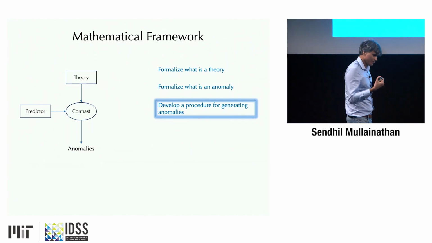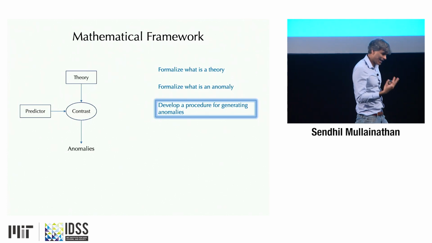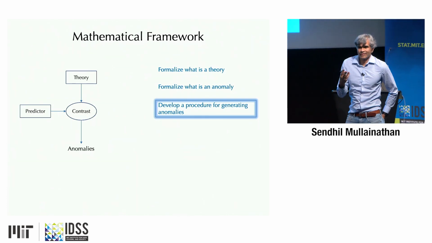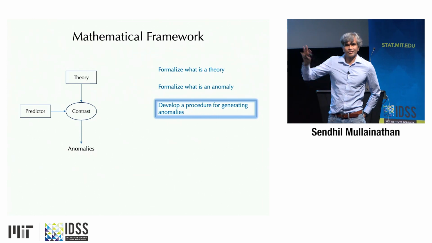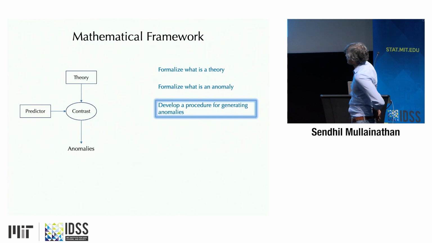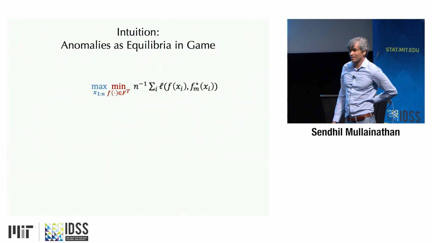And this is the bit that in the Faces paper, because we didn't have the theory in a formal way, we just had to resort to some communication. But here we've got the theory in a box. We can actually make procedure calls to it. And it turns out that an anomaly is an equilibrium in a game. Let me explain what I mean.